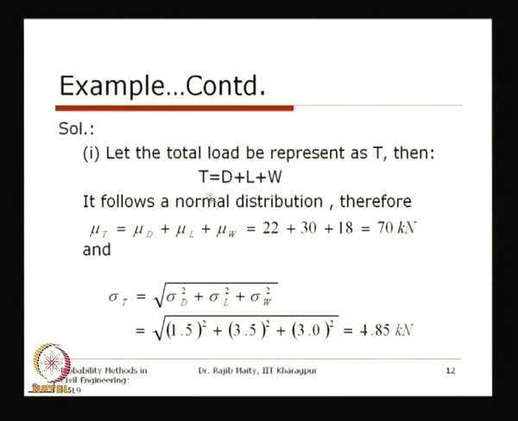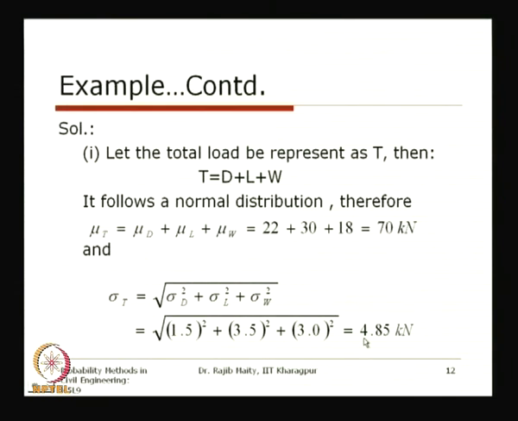So, the mean of T, the total load, will be the summation of their individual means, which is 70 kilonewton, and its standard deviation is the positive square root of the summation of their individual variances. So, 1.5 squared, which is the standard deviation for the dead load, 3.5 squared and 3 squared, and after that we take the positive square root, which is 4.85. So, the total load is also a normal distribution with mean 70 kilonewton and standard deviation 4.85 kilonewton.